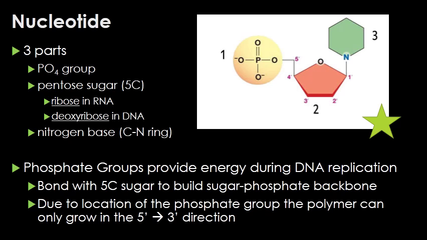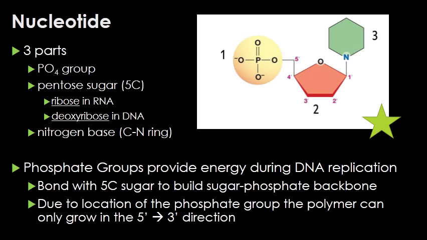If you look at the pentose sugar, the carbons are numbered, with the 1' carbon being bonded to the nitrogen base and the 5' being bonded to the phosphate group. Now, phosphate groups provide energy during DNA replication, and they bond with the 5-carbon sugar to build the sugar phosphate backbone of DNA and RNA.